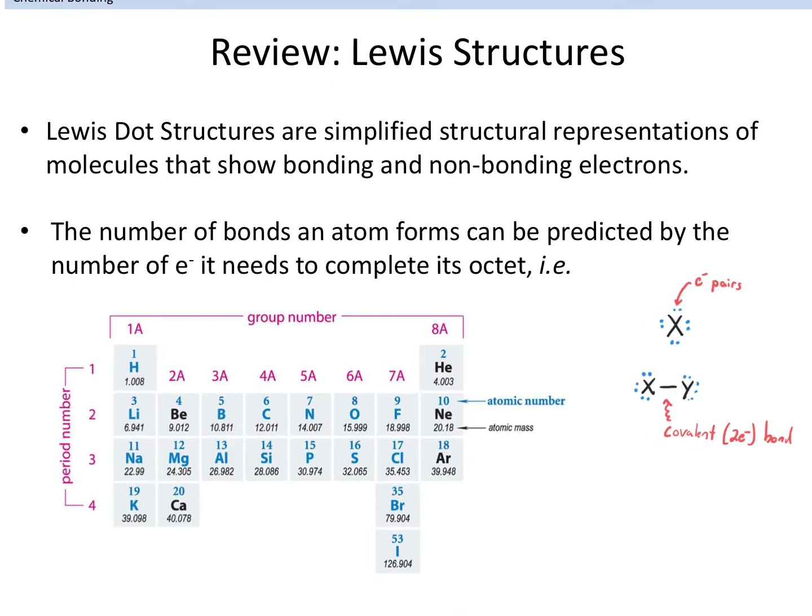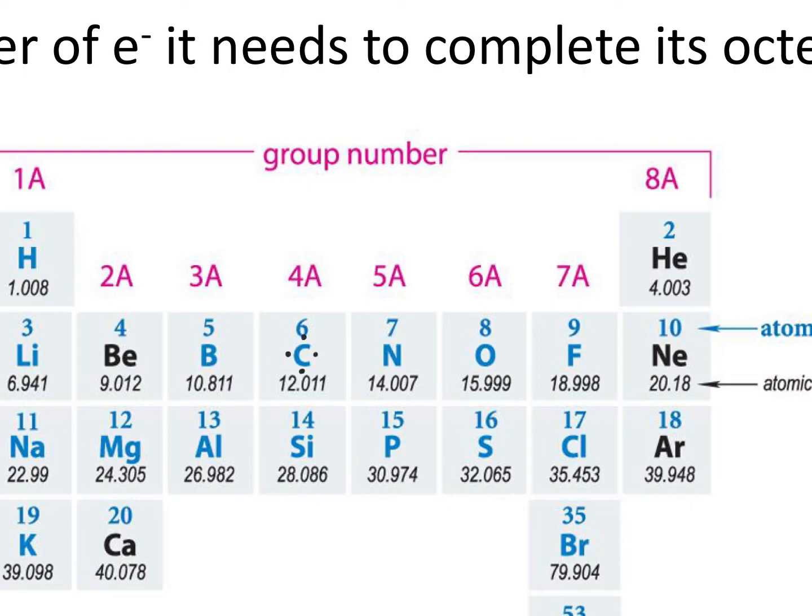Let's look at carbon as an example. Because carbon needs 4 electrons to complete its valence shell, all of the carbon atoms in organic molecules will always have 4 bonds. In fact, the only time that we will see carbon without 4 bonds is when a molecule is undergoing a chemical reaction.